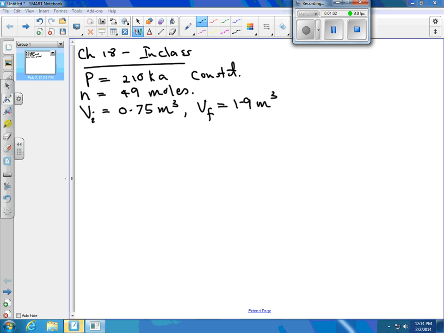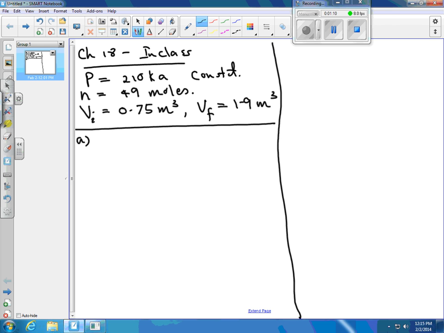So draw the PV diagram. Let me divide this into two, and these are the givens, and so a PV diagram. Pressure versus volume, meter cube, kilopascal. So 0.75 to 1.9. Pressure is constant, it's an expansion, so the arrow goes from left to right, and I would say here 210 kilopascal.